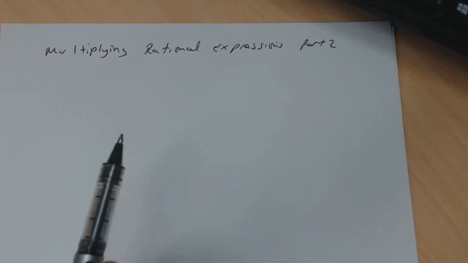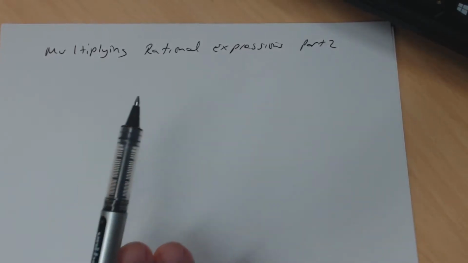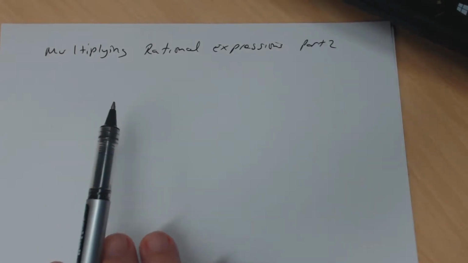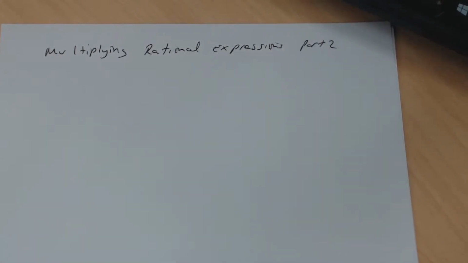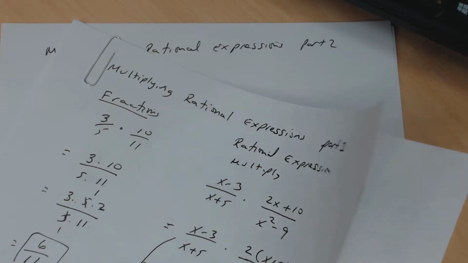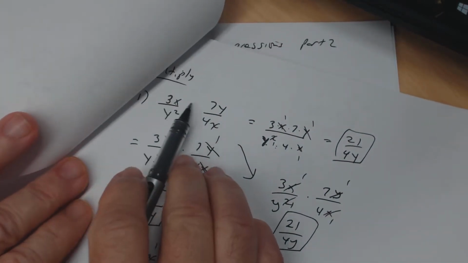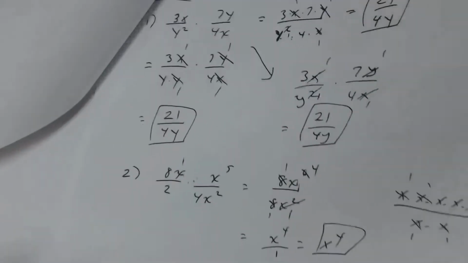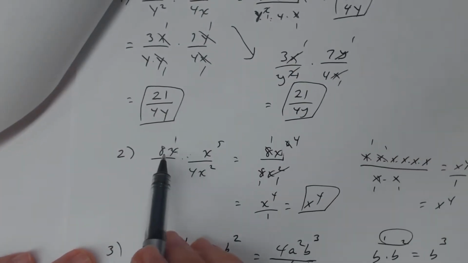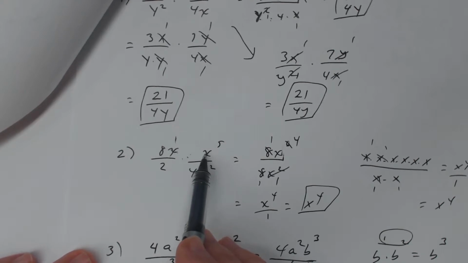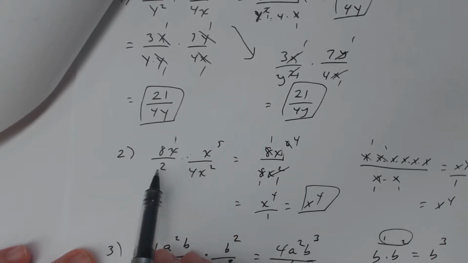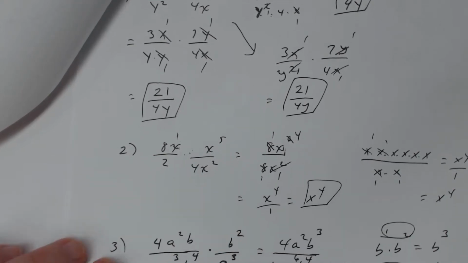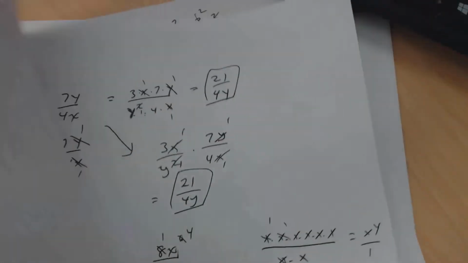Okay, so now we're going to multiply rational expressions in part 2, where the factors are not monomial factors. Remember in the last video, all of the factors were monomial factors. Look at number 2: you had an 8, you had 5 factors of x, you had a 2, you had a 4, you had 2 factors of x, and so on. So they're all monomial factors.